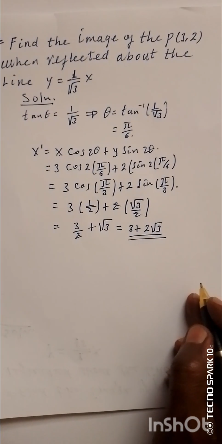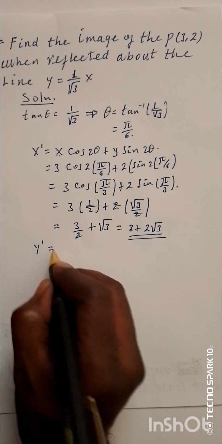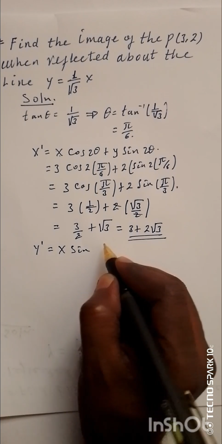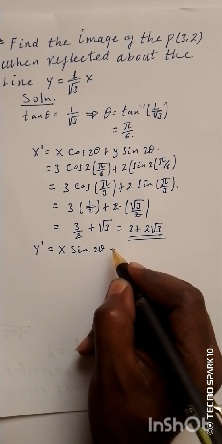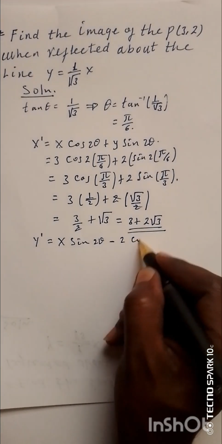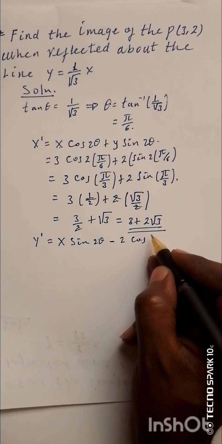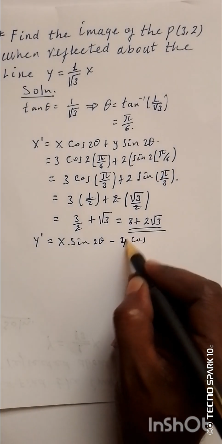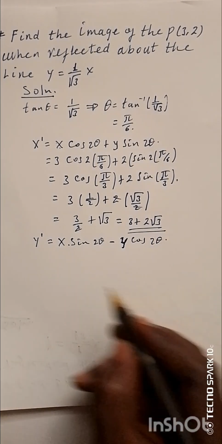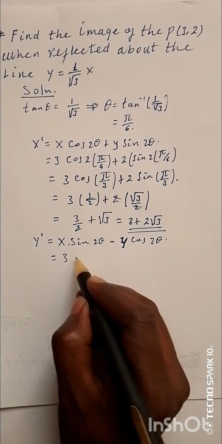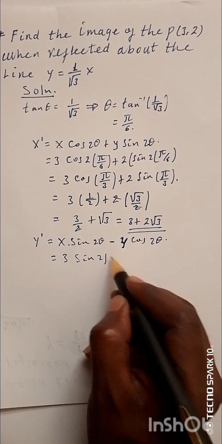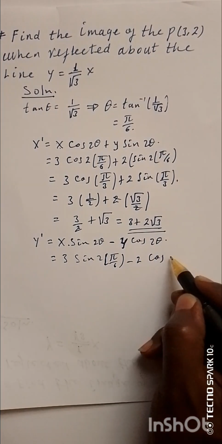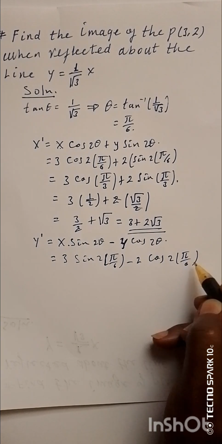Now let's find y prime. Y prime is equal to x sin 2θ minus y cos 2θ. So the value of x is 3, sin 2 into π/6 minus 2 into cos 2 into π/6.